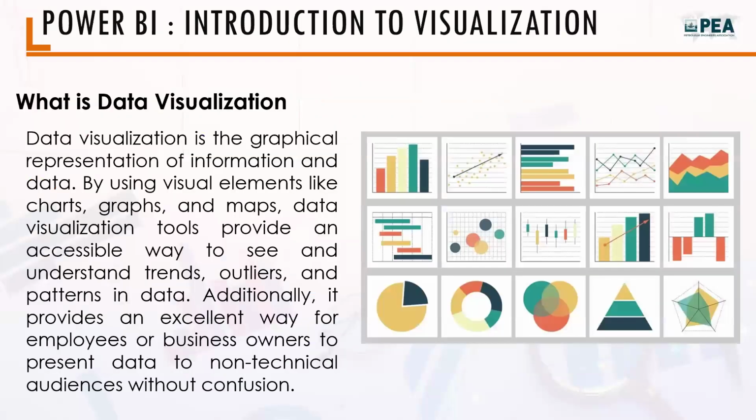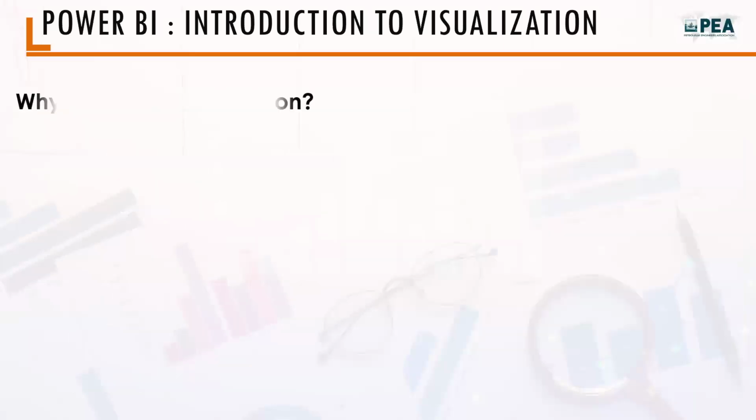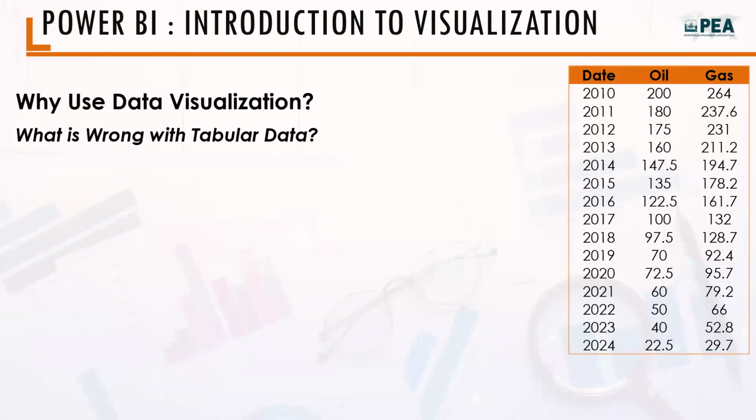In Power BI, the main thing that we usually do is data visualization. We have many options in Power BI. We have elementary visualizations, we have advanced visualizations, and we have things in between. But in the first place, why are we actually using visualizations? What is wrong with the tabular data? Usually, the data that comes from the field looks something like this. It's usually tabulated. So this is tabulated data.